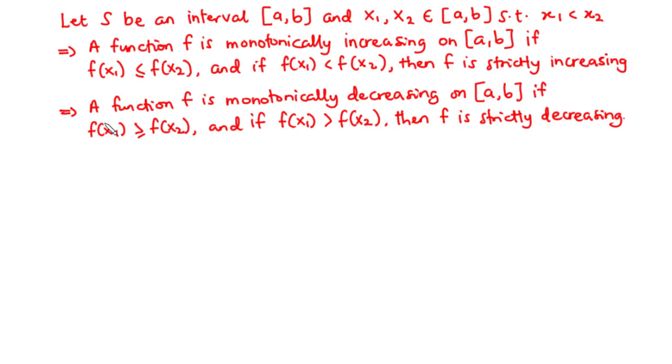On the other hand, a function f is said to be monotonically decreasing on the interval if f of x1 is greater than or equal to f of x2, and if f of x1 is greater than f of x2, then we say that that function is strictly decreasing.